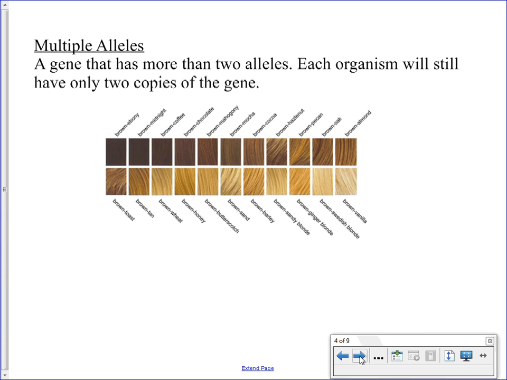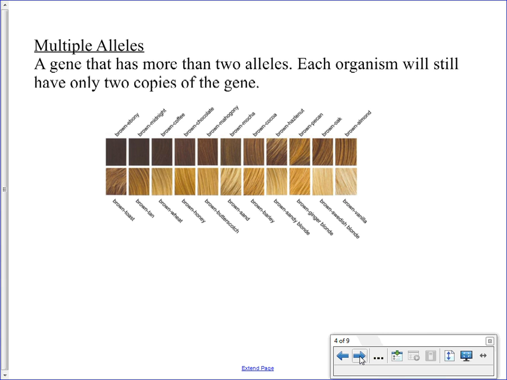Now, of course, we have many, many more different hair colors than simply black, brown, red, and blonde, all kinds of intermediates in between, and that can be for several different reasons. There may, in fact, be more than one gene that is responsible for hair color, and there can also be more than two alleles or even three alleles for a given gene.